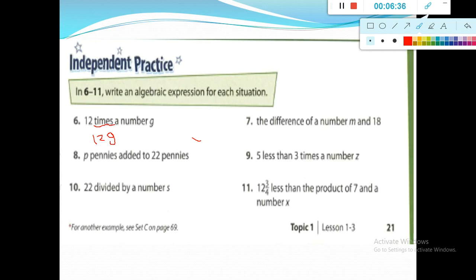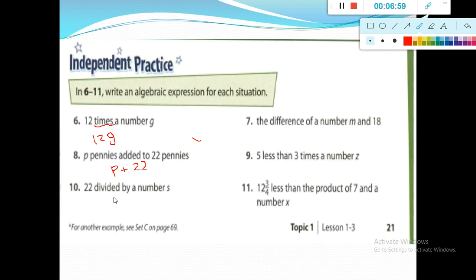P pennies added to 22 pennies. So added, it's addition. One operation, yes. So we have P plus 22. Or we can say 22 plus P, which is the same.